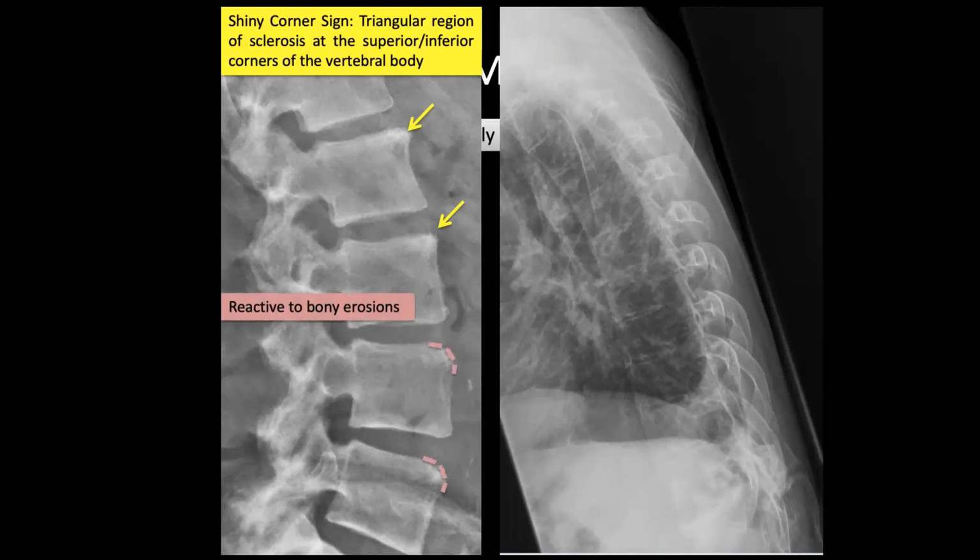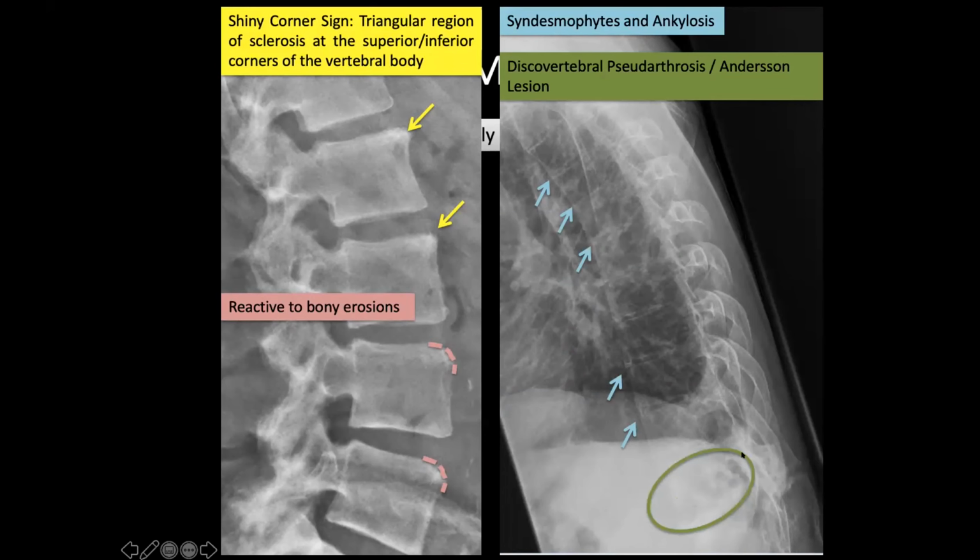Another radiographic finding is the reactive bony erosions. And then syndesmophytes, which are a mineralization along the anterior longitudinal ligaments here, as you can see. You can see also the demineralization of the spine. The discovertebral pseudarthrosis, also known as Andersson lesion, which is often associated with insufficiency fracture.